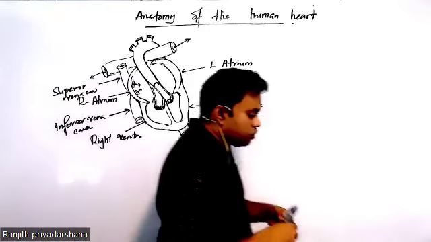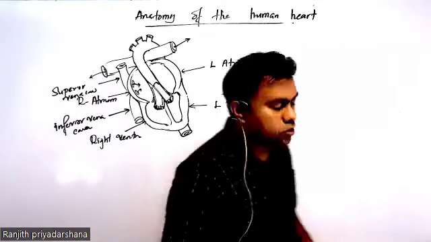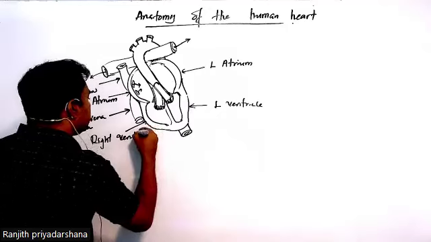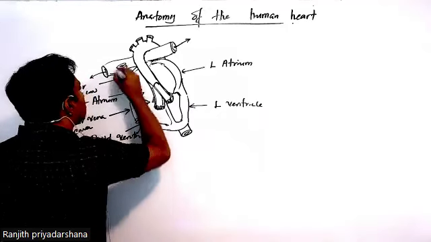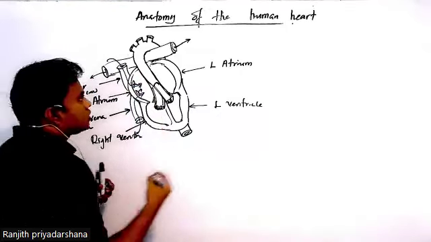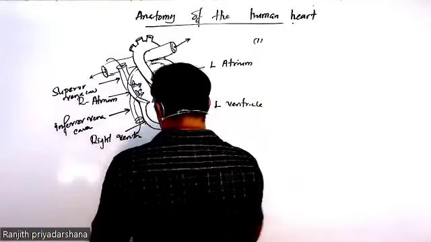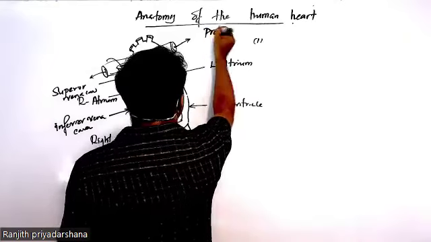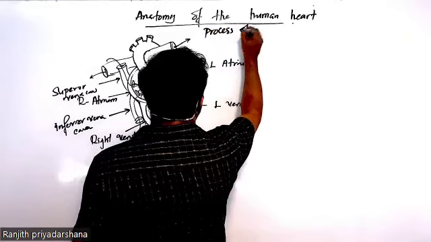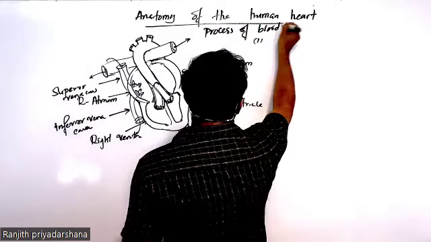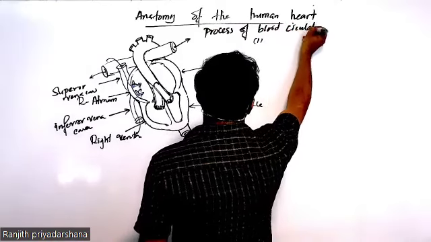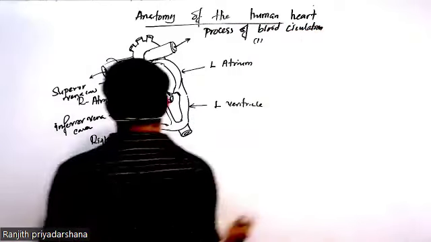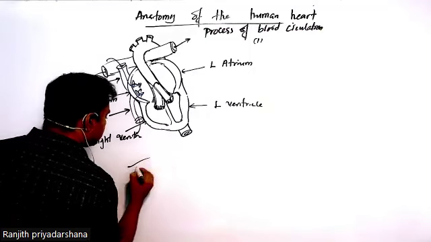Right. Today we have to know the process of blood circulation. First, we have to state the first step, how this blood is filled to the heart. Subtopic: process of blood circulation.